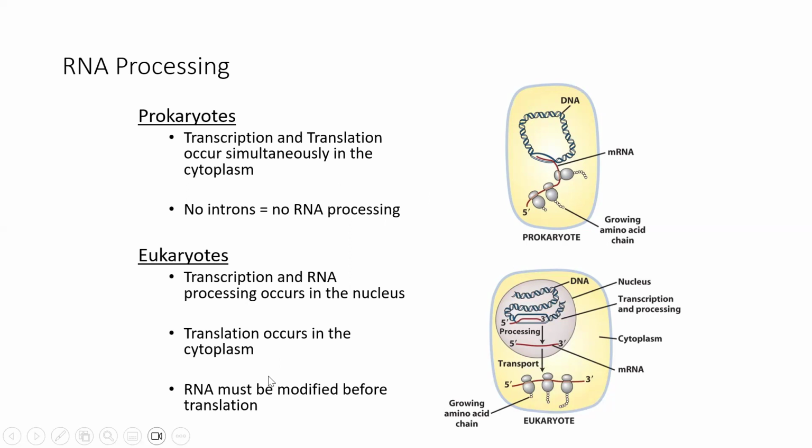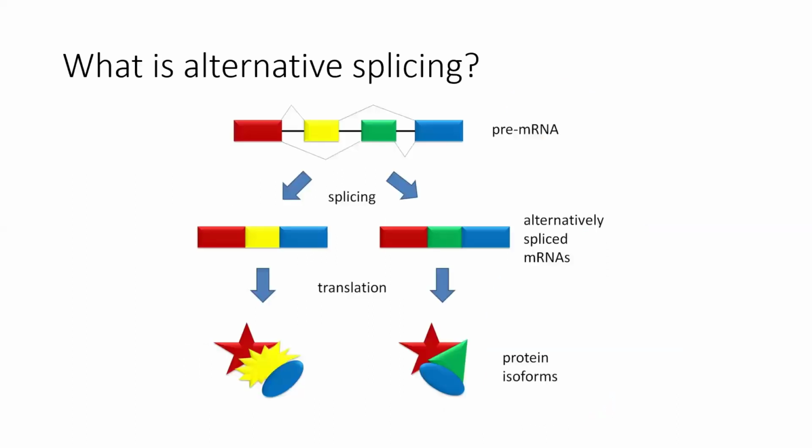So what is the process that allows these RNAs to be modified before translation? And that is called alternative splicing. Alternative splicing is basically the different ways that it can be spliced. Splicing is basically removing any introns in between.